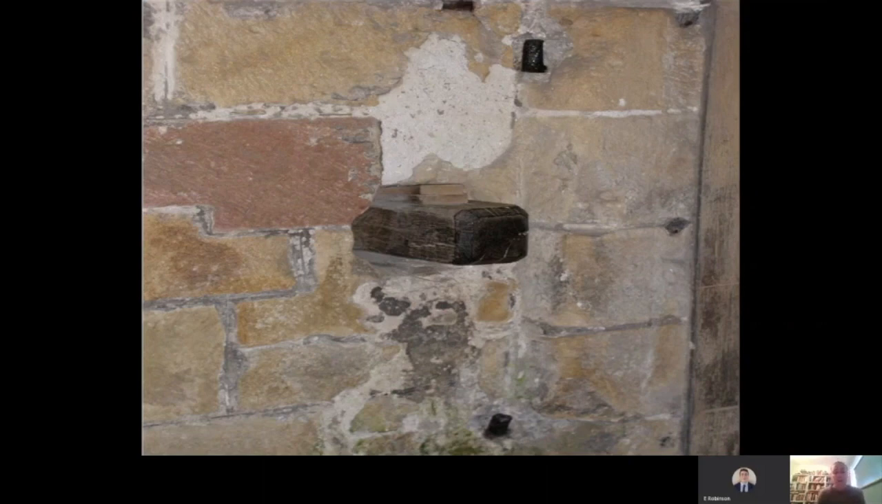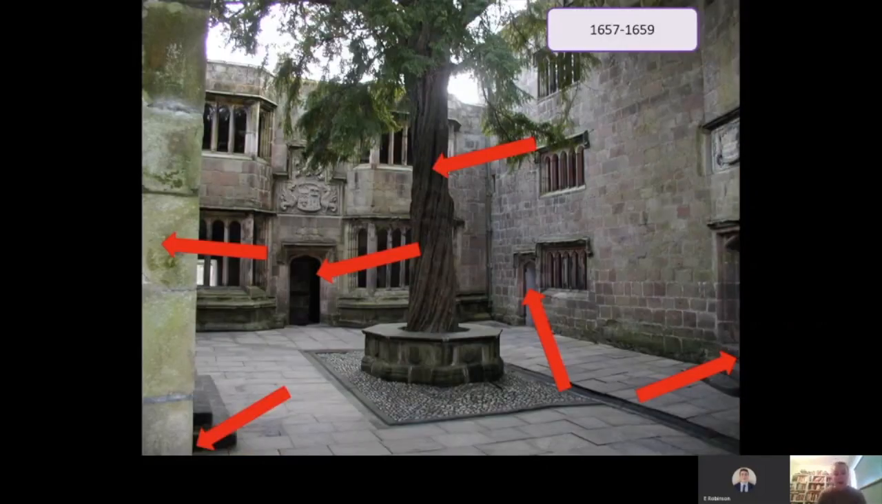Now, this is what's known as the conduit court. This is the kind of central hub of the castle which everything revolves around. This bit is purely from the 1600s. Look at the windows, look at the crests, look at the tree. This was all there to kind of make the castle look nice. This has nothing to do with defence.